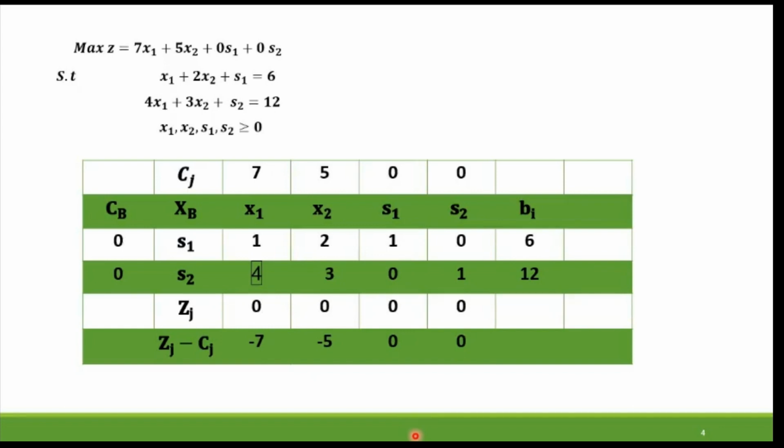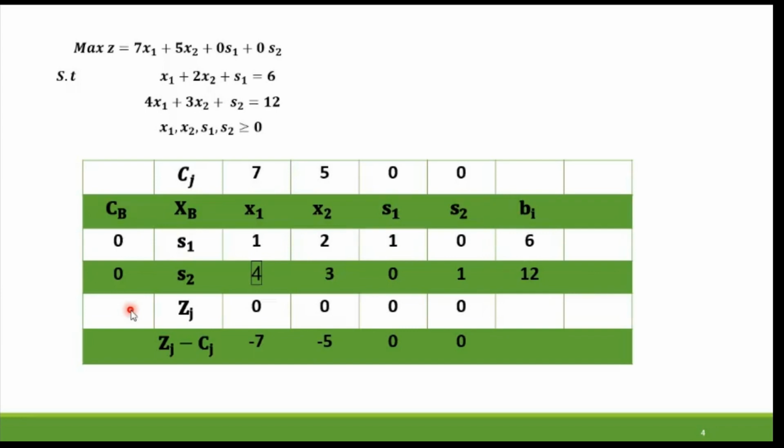CB. CB क्या होता है? जो भी यहाँ पे वेरिएबल्स S1, जो हमें 1 0 0 1 होता है ना, S1 S2, हमें देखना है what is the coefficient of S1 S2 in the objective function. तो हमने 0 0 दिया हुआ है स्टार्टिंग में, तो यहाँ पे जो हमने 0 0 दिया है वो हमको यहाँ पे लिखना है 0 and 0. That is the CB column. ओके, क्लियर ऑल ऑफ यू?